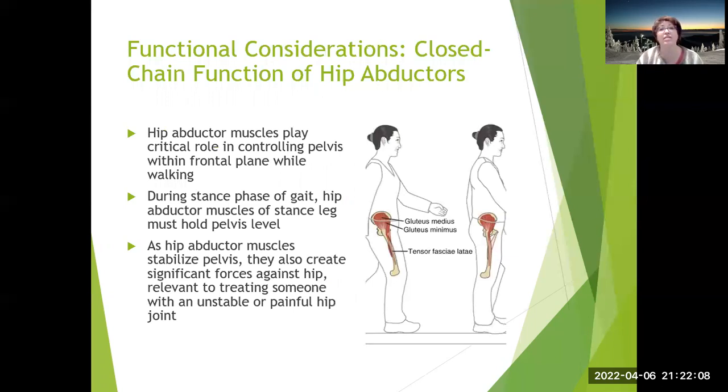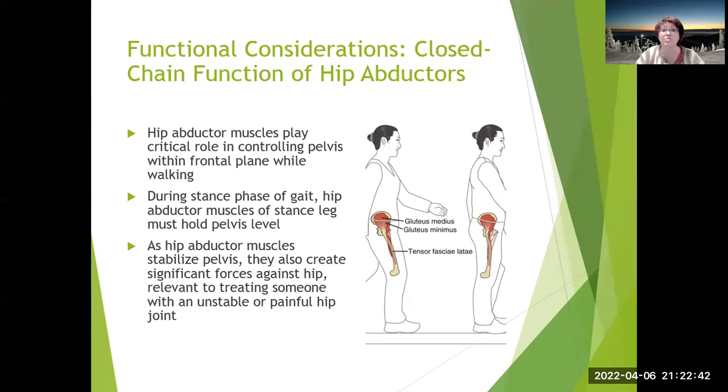So I said earlier that the hip abductors are one of the most important groups that we work on in physical therapy. Hip abductor muscles play a critical role in controlling the pelvis in the frontal plane while walking. So when we're walking, we have sagittal plane movement with hip flexion and hip extension. We also have frontal plane movement with the pelvis moving from side to side, and there's transverse plane movement with a little bit of trunk rotation.